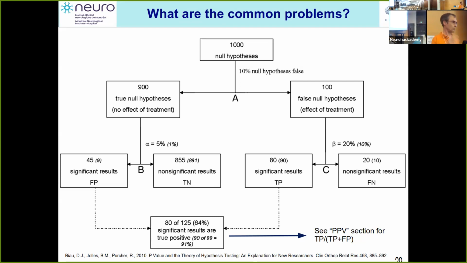We're conducting tests and it's not really intuitive that we have that amount of false positives.